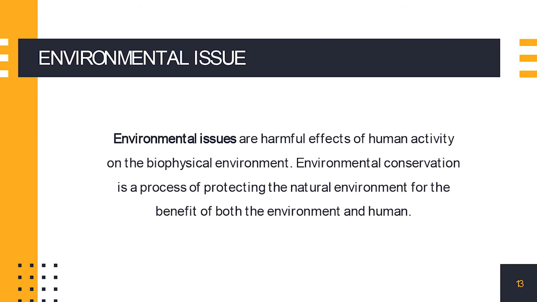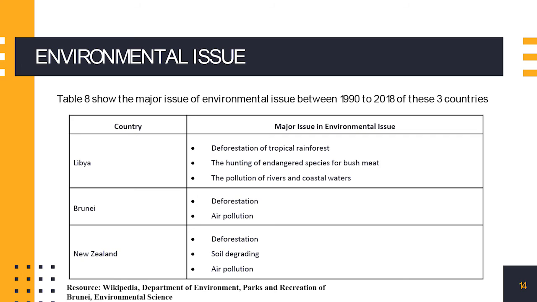Now I will explain about environmental issues. Environmental issues are harmful effects of human activity on the biophysical environment. Environmental conservation is a process of protecting the natural environment for the benefit of both the environment and humans. The table has shown the major environmental issues between Liberia, Brunei, and New Zealand.